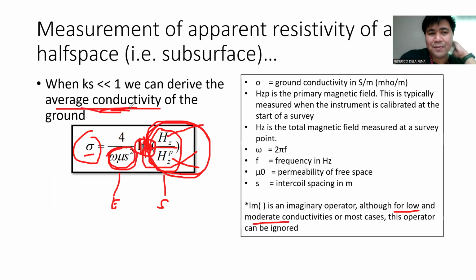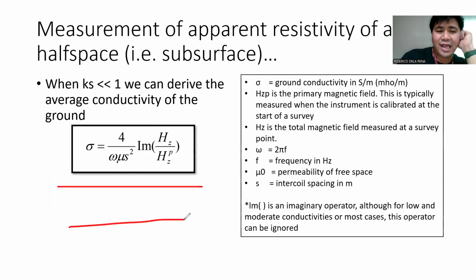So again, this is an apparent conductivity because we are simply averaging the conductivity of the subsurface. Okay? So if it's a homogeneous ground, like you just have one type of soil, one type of rock, you're getting the conductivity. However, if the ground is heterogeneous or layered, which is almost always the case, then we're only getting the apparent or the average conductivity.